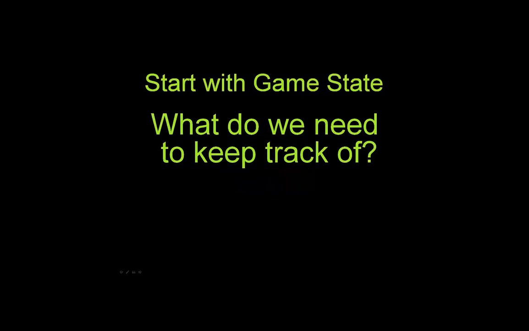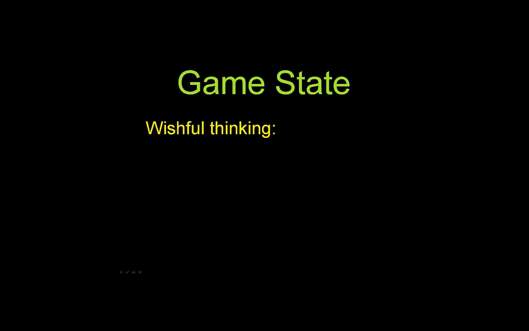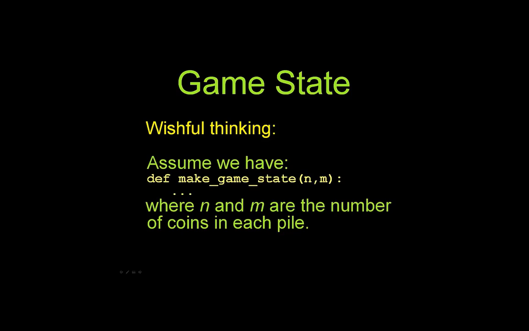Now let's take a look at the game state. What do we need to keep track of? Well, obviously you need to keep track of the coins. Now, if you remember your midterm exam, we also had this Tower of Hanoi, right? And your job was to design the data structure that's required to keep track of the different disks in the packs. So similarly, what we do now is to keep track of the number of coins in each pile. Because the coins are kind of the same, there's no need to keep track of any kind of order. So game state, wishful thinking, we assume that we have something that is called make game state, where m and n are the number of coins, and essentially that gives us a game state.